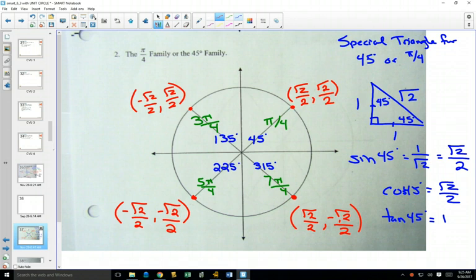How about cos of 7 pi over 4? Ray's already gone. Close. Cos of 7 pi over 4. Remember, which is your cos, your x or your y? Your x. So then we go 7 pi over 4, you look at your x coordinate, root 2 over 2. How about sine of 5 pi over 4?